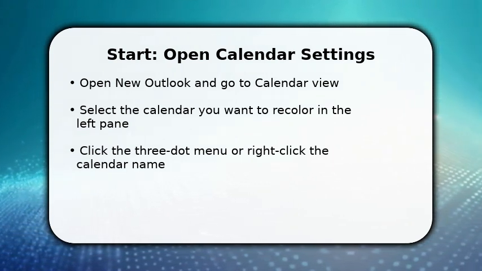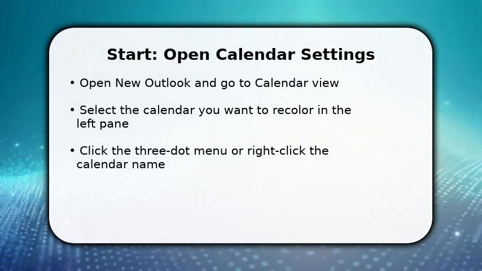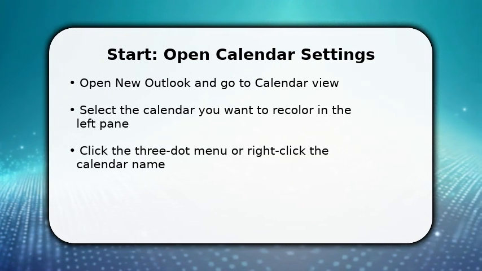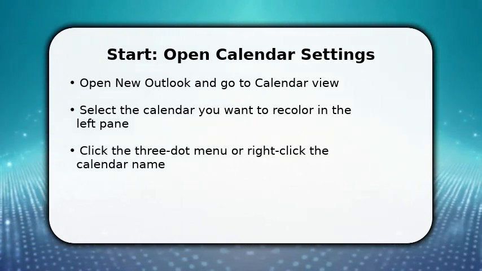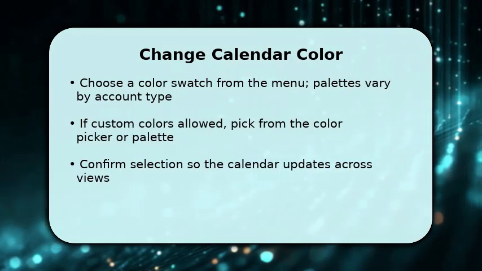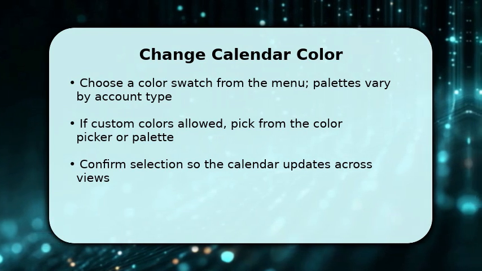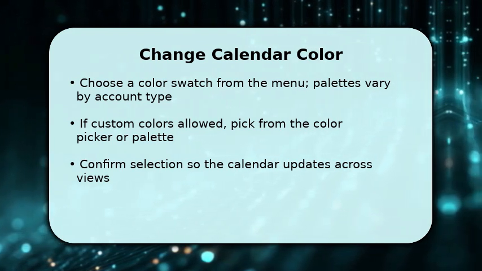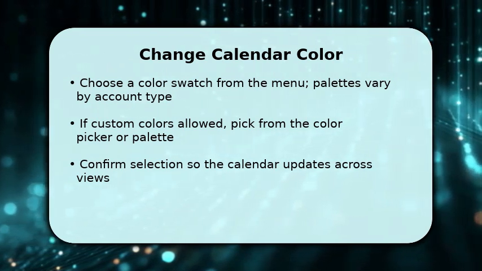The reason we act on the calendar itself is that New Outlook ties color to calendar identity, not individual events. This first step targets that identity, so later changes persist. Next, pick the color option from the calendar menu and choose a swatch. This is the central action because New Outlook uses a single calendar color for display. Once you select a swatch, the app applies it immediately to that calendar's events and blocks.